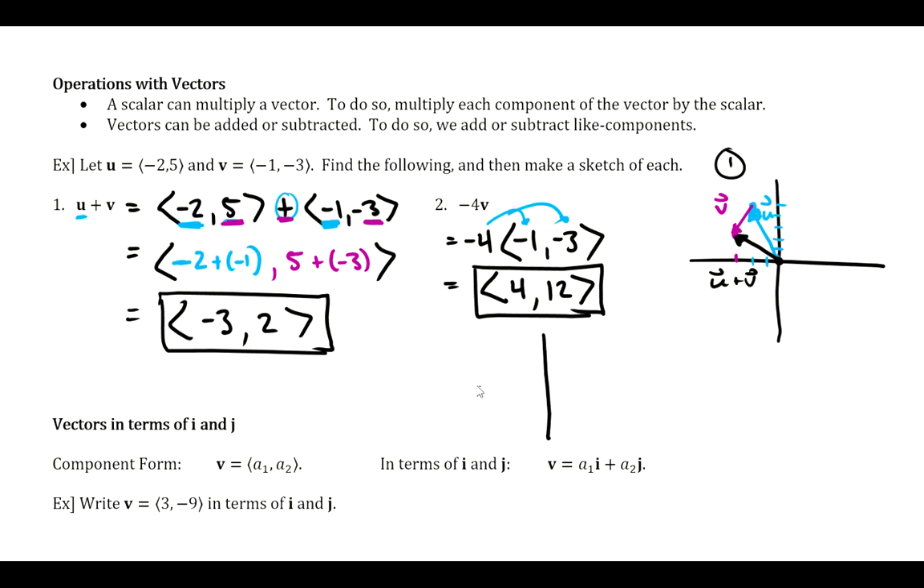And one more. Let me make that sketch down below here. What I want to sketch is v. Again, I'm just going to sketch that in purple. I'm going to have it start at the origin. So that would be 1 to the left and then down 3.